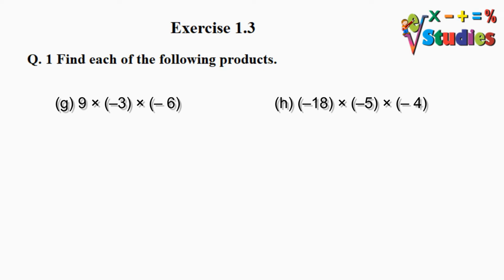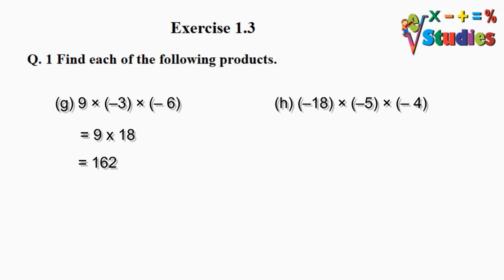The next question we have is question number 1g. Here we have positive 9 multiplied by negative 3 multiplied by negative 6. If we multiply negative 3 and negative 6, we get positive 18. And then when we multiply positive 18 with positive 9, we get positive 162.